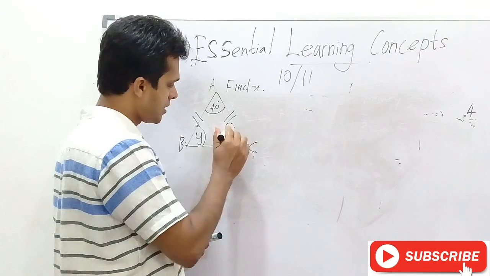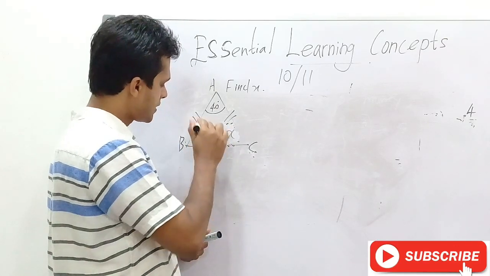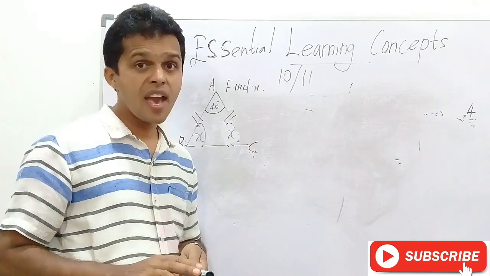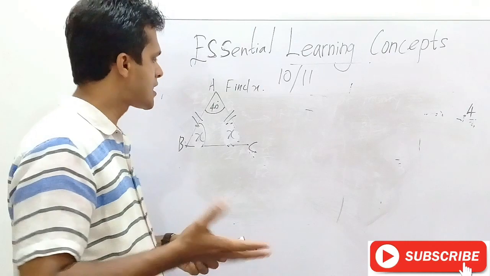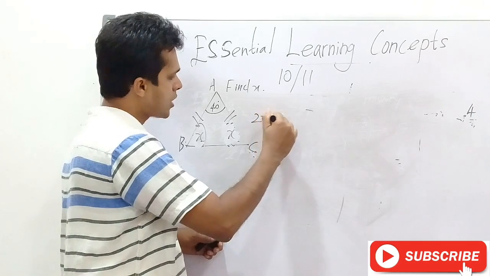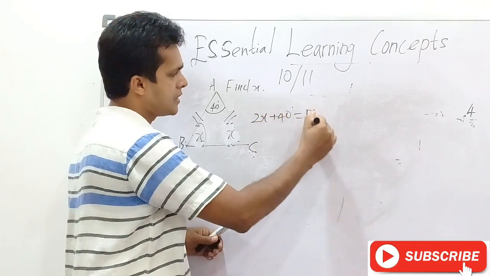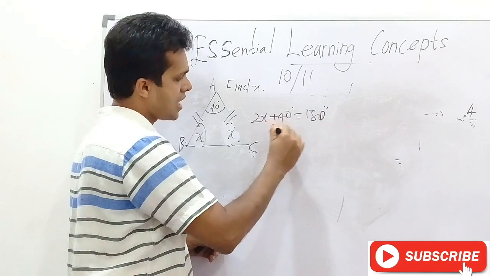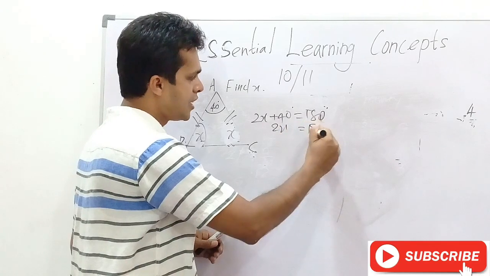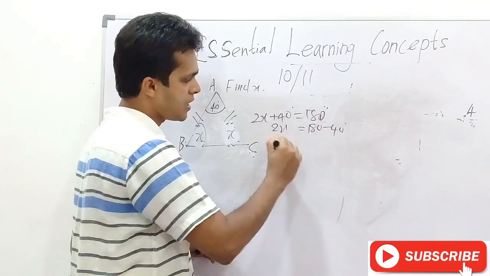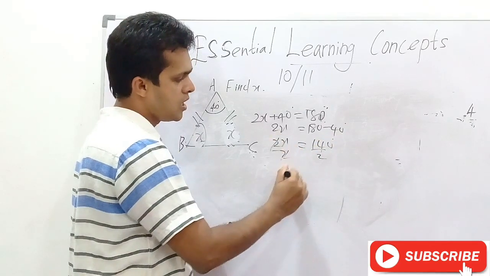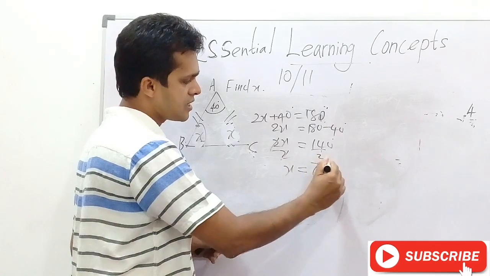Let's find the value of x. This is x, this is x. You know that the sum of interior angles of a triangle is 180 degrees. Let's set up an equation. x plus x, 2x. 2x plus 40 degrees equals 180 degrees. 2x equals 180 degrees minus 40 degrees. 2x equals 140 degrees. Both sides are divided by 2. The value of x is 70 degrees.